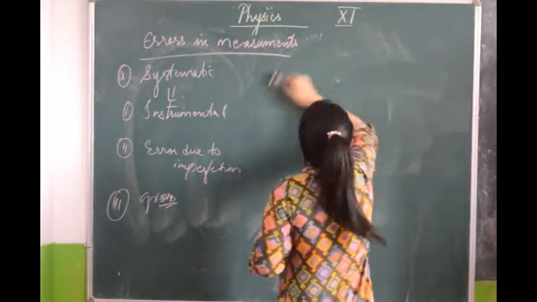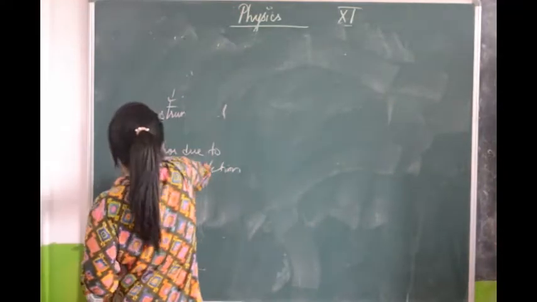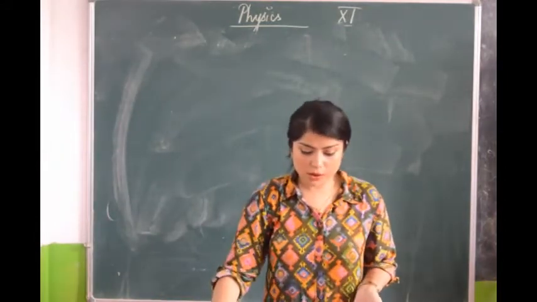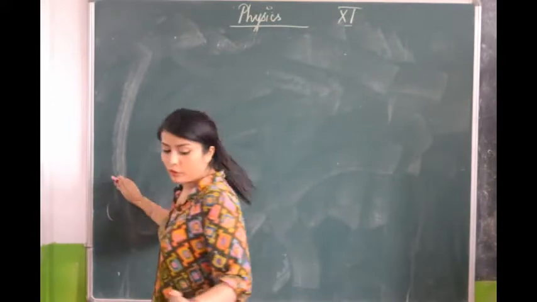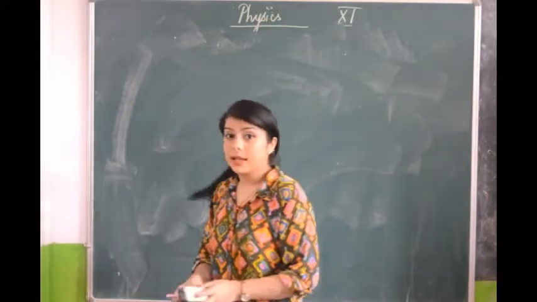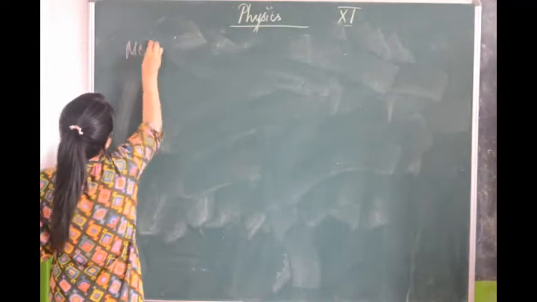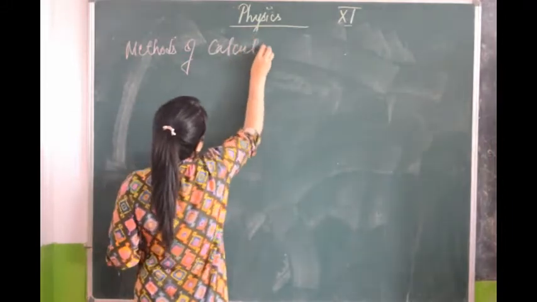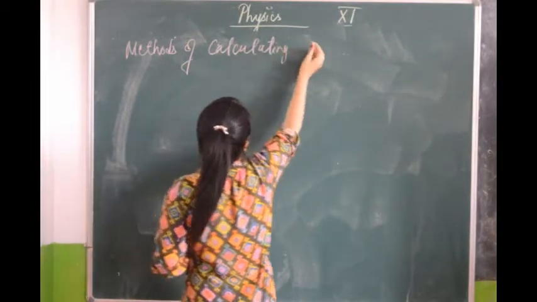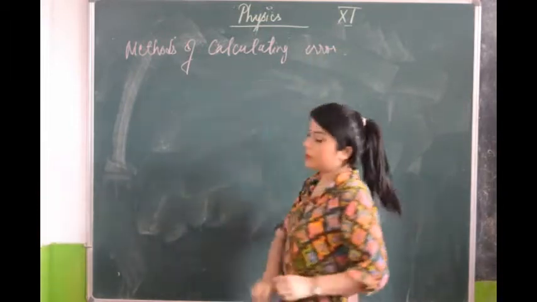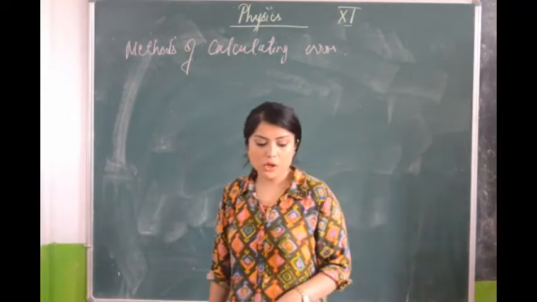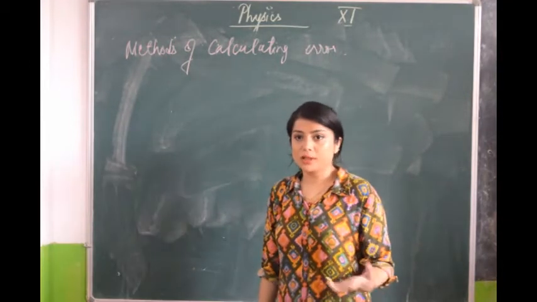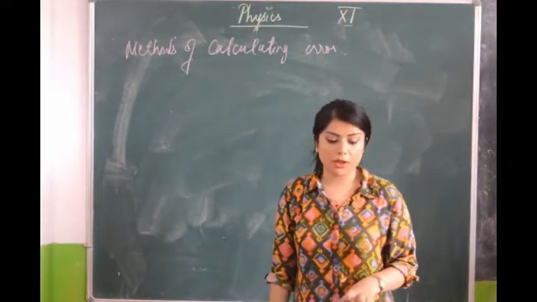This was the errors in measurements. Next, what we are going to study is methods of minimizing or calculating error. There are different formulas and different terms for error. I'll give you the formulas. Please note them down in your notebook as well, although they are there in the book.